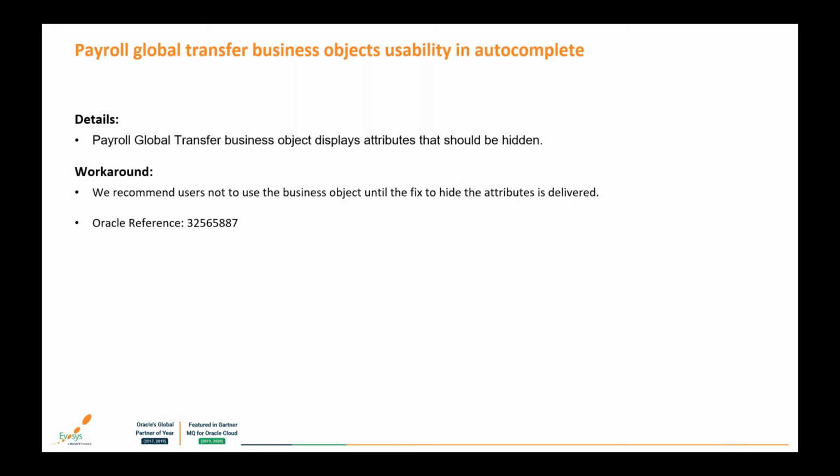And coming to the next known issue, payroll global transfer business objects usability in autocomplete. The payroll global transfer business object displays attributes that should be hidden. Like this should be hidden, but it is displaying. What Oracle has suggested is that in the meantime, users should not use the business object until a fix is provided, until the fix to hide the attributes is delivered.